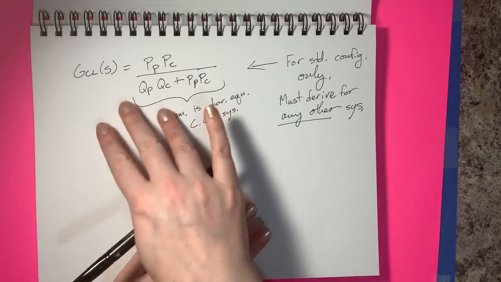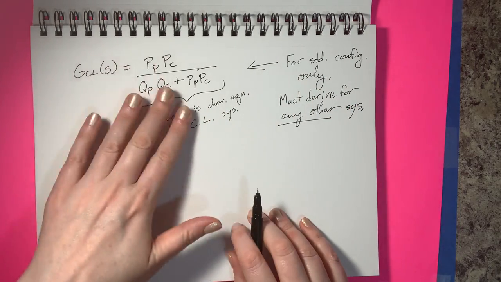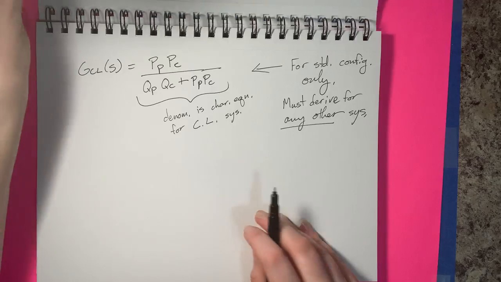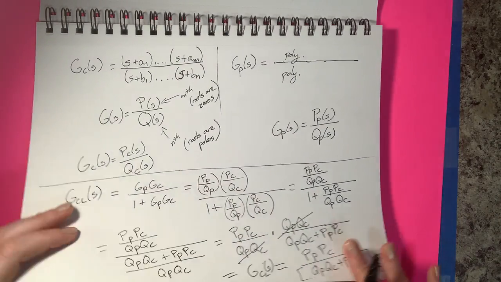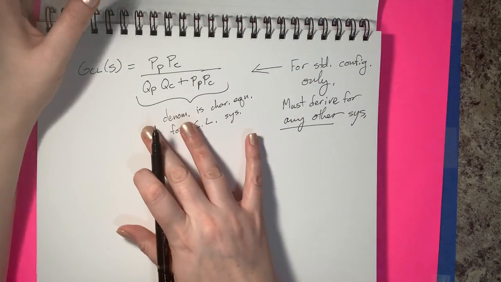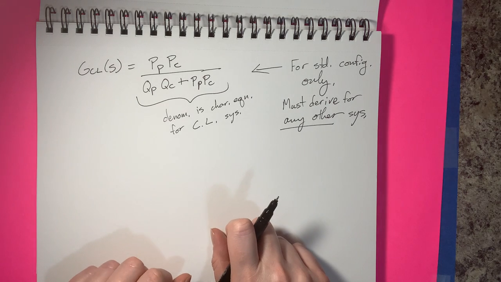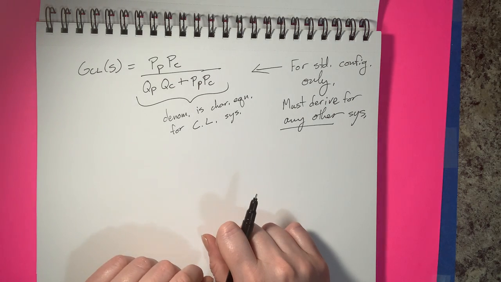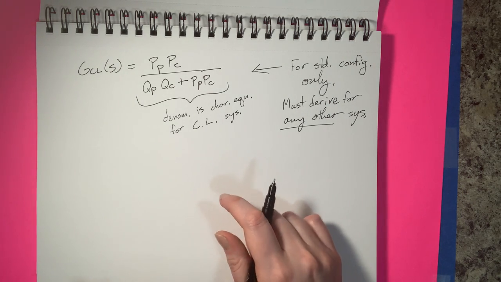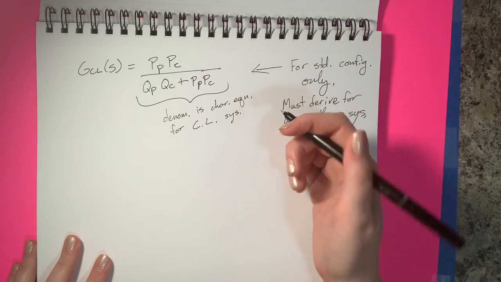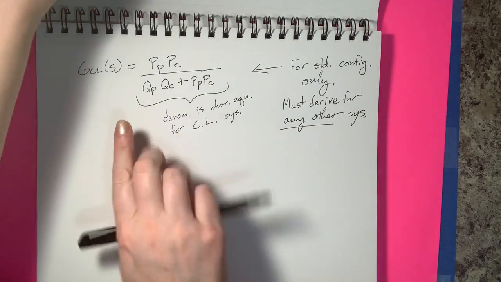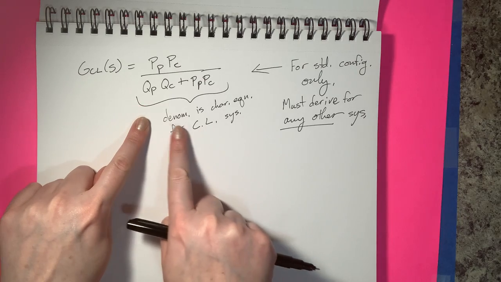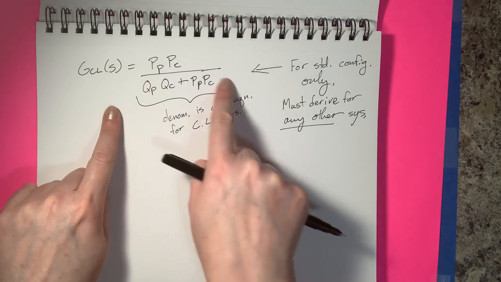This is only for the standard configuration. You'll have to do that operation that I just did, deriving that, if you have something that is not the standard configuration. Okay, the other thing I'm going to emphasize, and I'm probably going to say it a couple more times in this semester, is that the characteristic equation is this right here.